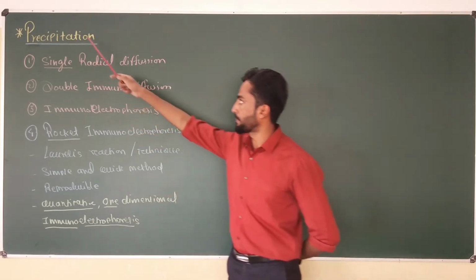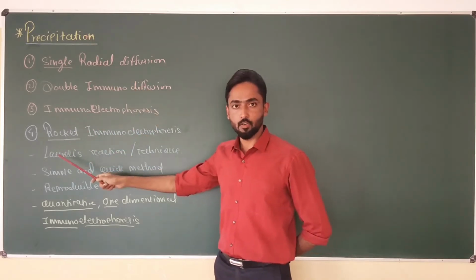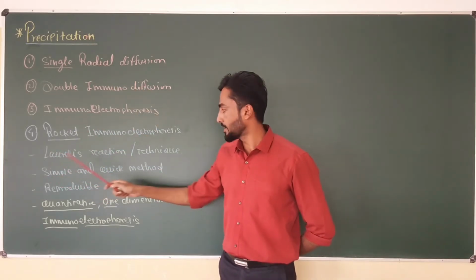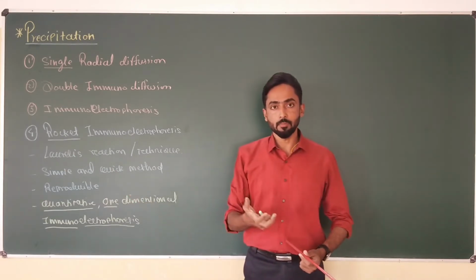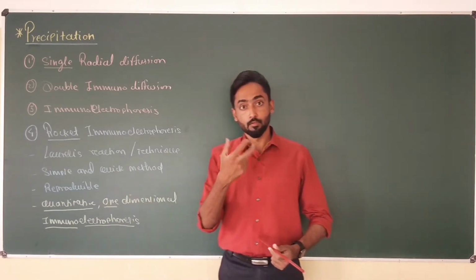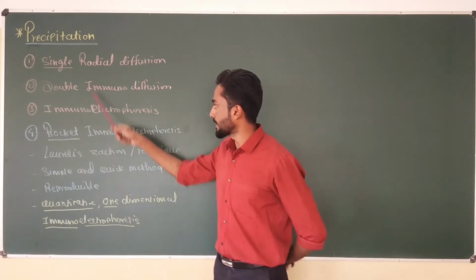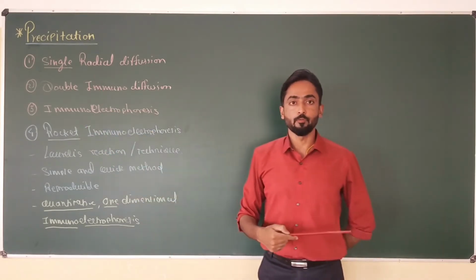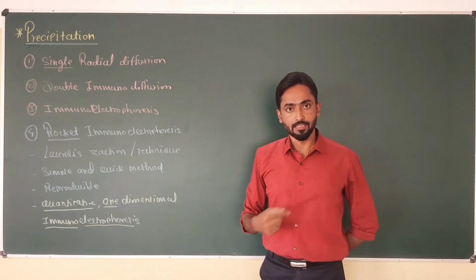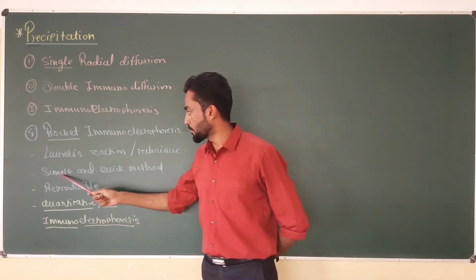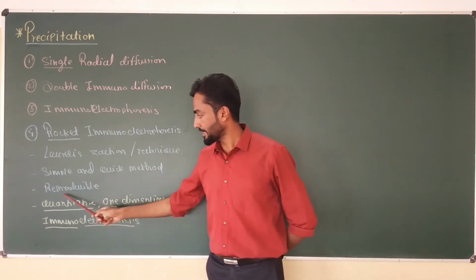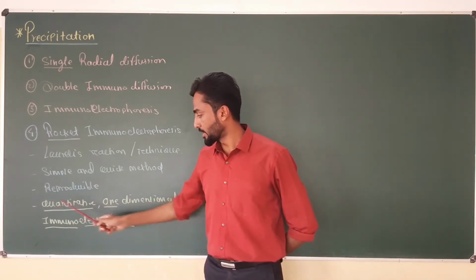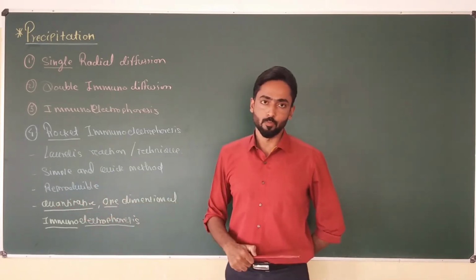It is a type of precipitation reaction discovered by Laurell. It is a simple and quick method because it gives the result in 1 hour, because all other techniques require 24 to 48 hours for obtaining the result. But in rocket immunoelectrophoresis, you get the result in 1 hour. Then it is a reproducible method. It is a quantitative and one-dimensional electrophoresis technique.